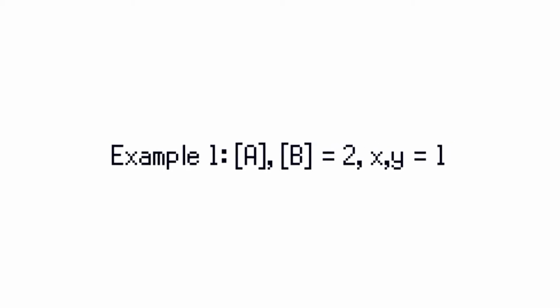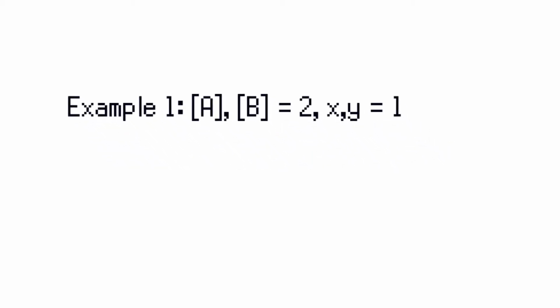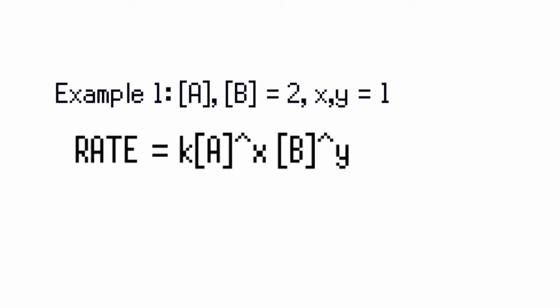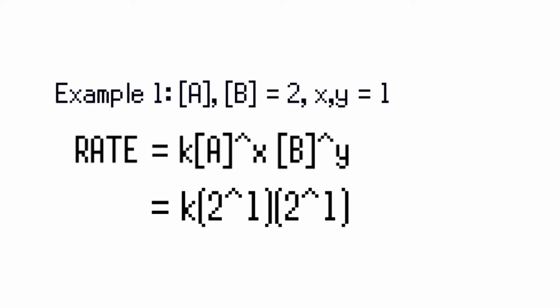So let's have an example. The value of both the concentrations of A and B is equal to 2, and the values of x and y are 1. Applying the rate law, we get this expression, and solving this, we'd wind up with 4k. This is the value of the rate of the reaction in terms of k.